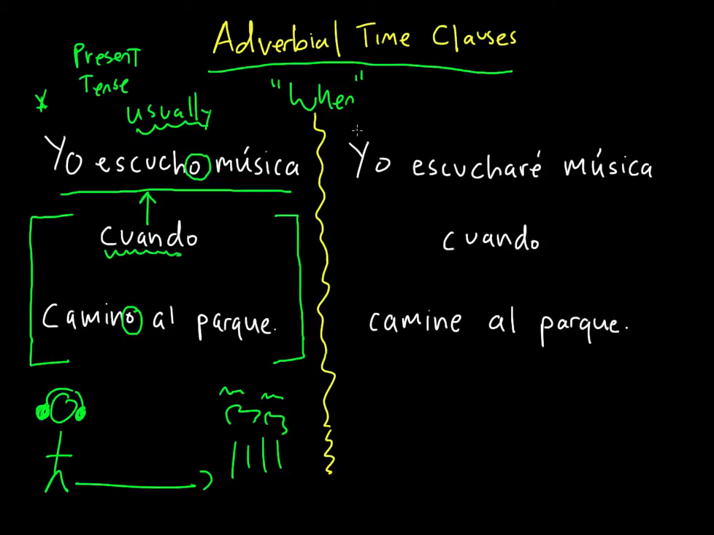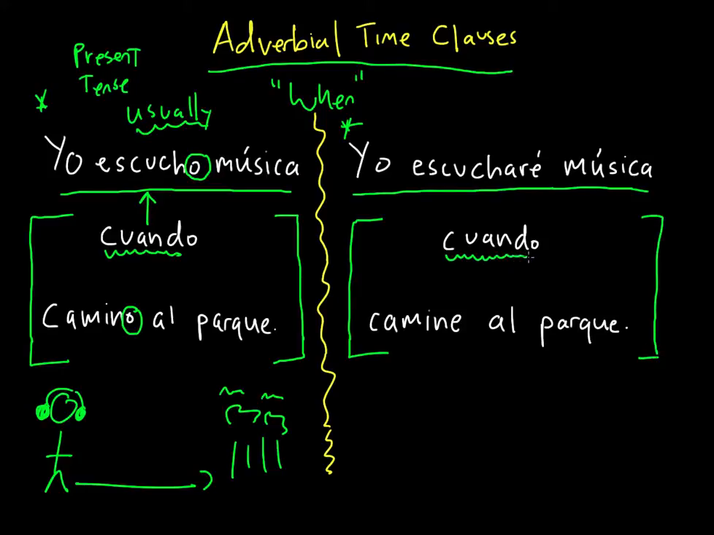Now let's look at this second example here. I'm going to underline the main clause, yo escucharé música, and we're going to put brackets again around our adverbial time clause. And remember, we know that this is the adverbial time clause because of our adverb here, cuando, which this clause is going to modify our verb in our main clause. Now, I know this action, the main clause, expresses the future because the verb escucharé is conjugated in the future.